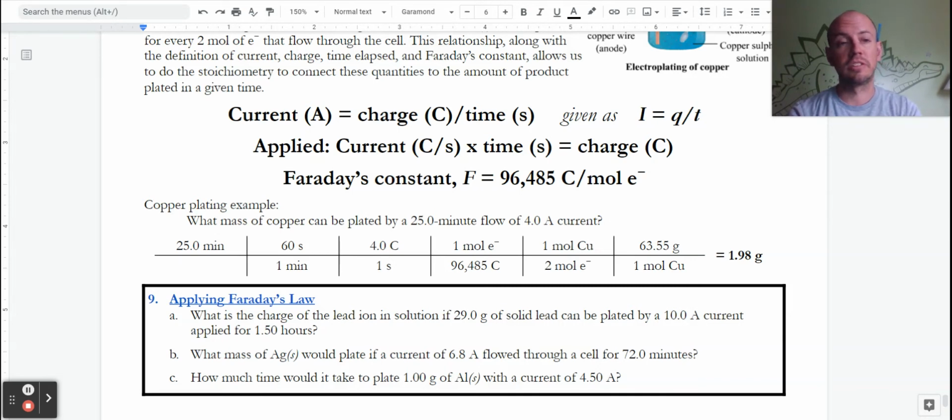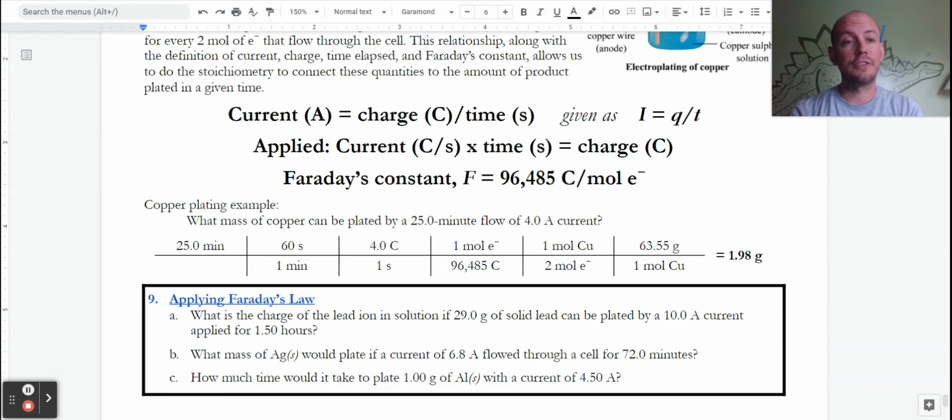Well, 96,485 coulombs of charge is present in every mole of electrons. 2 moles of electrons are required to produce 1 mole of copper solid, and every mole of copper solid is almost 64 grams. So when I run those 4 amps for 25 minutes, I'm able to plate about 2 grams of copper. So the key is the dimensional analysis, connecting the time to the current, connecting the current to the charge with Faraday's constant, the electrons to the element using the redox reaction.